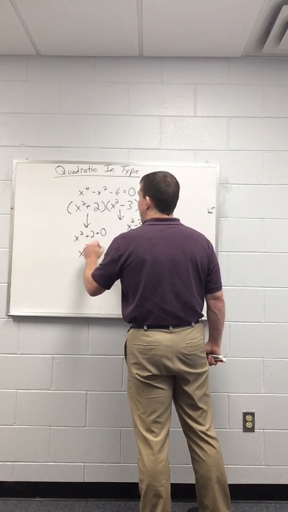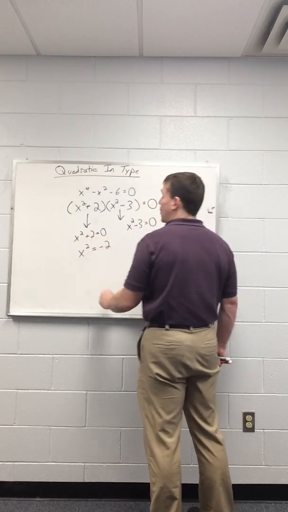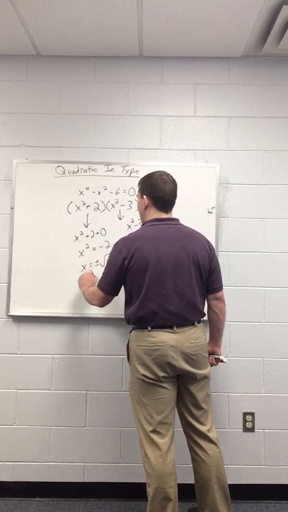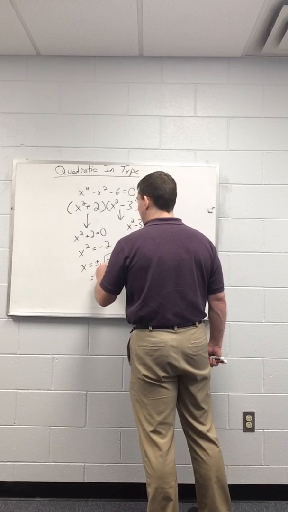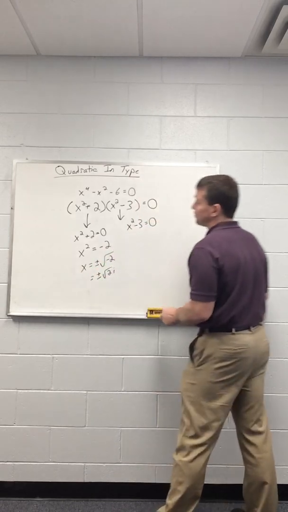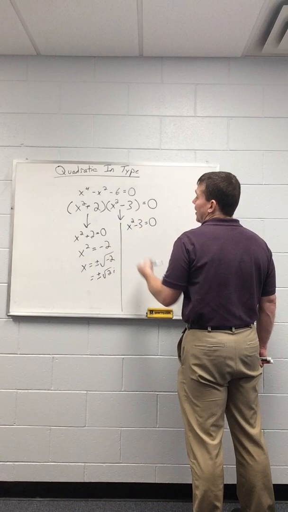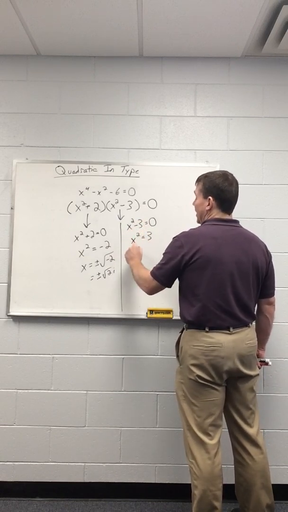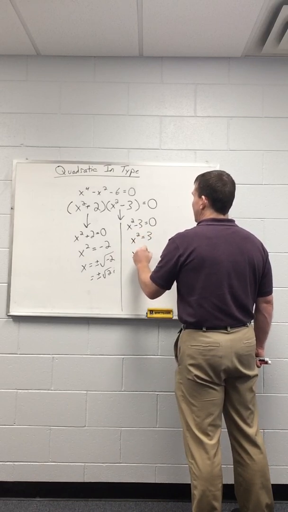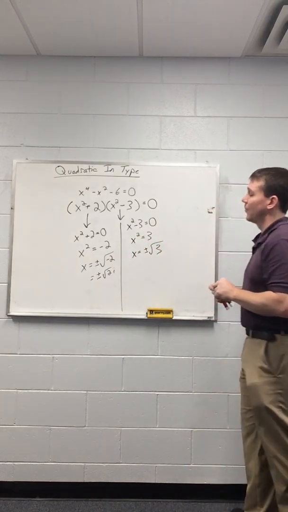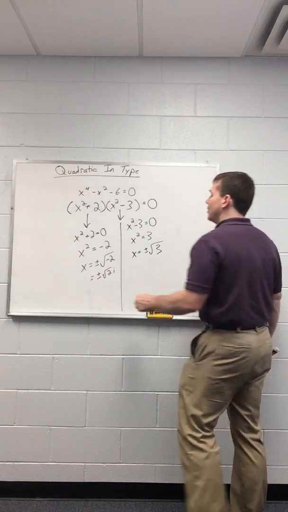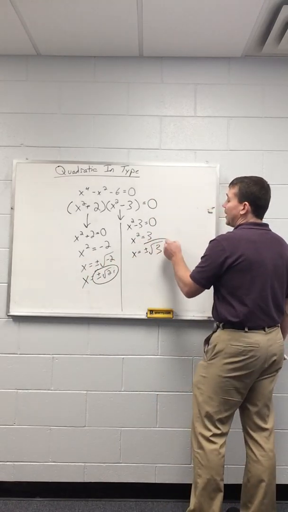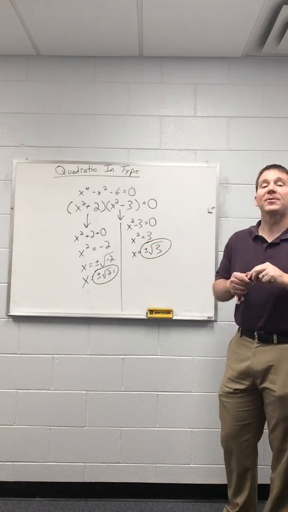Here, subtract the 2. x squared equals negative 2. Square root both sides, we get x equals plus or minus the square root of negative 2, which we know means the square root of 2 times i. Here, x squared minus 3 equals 0, add the 3, x squared equals 3, square root both sides, x equals plus or minus root 3. And now, just keep in mind, plus or minus root 2i, plus or minus root 3, that's 4 different solutions.